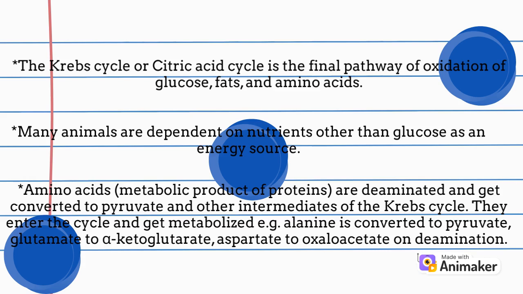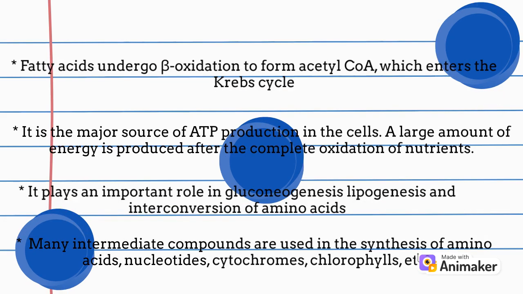It plays an important role in gluconeogenesis, lipogenesis, and interconversion of amino acids. Many intermediate compounds are used in the synthesis of amino acids, nucleotides, cytochromes, chlorophylls, etc.